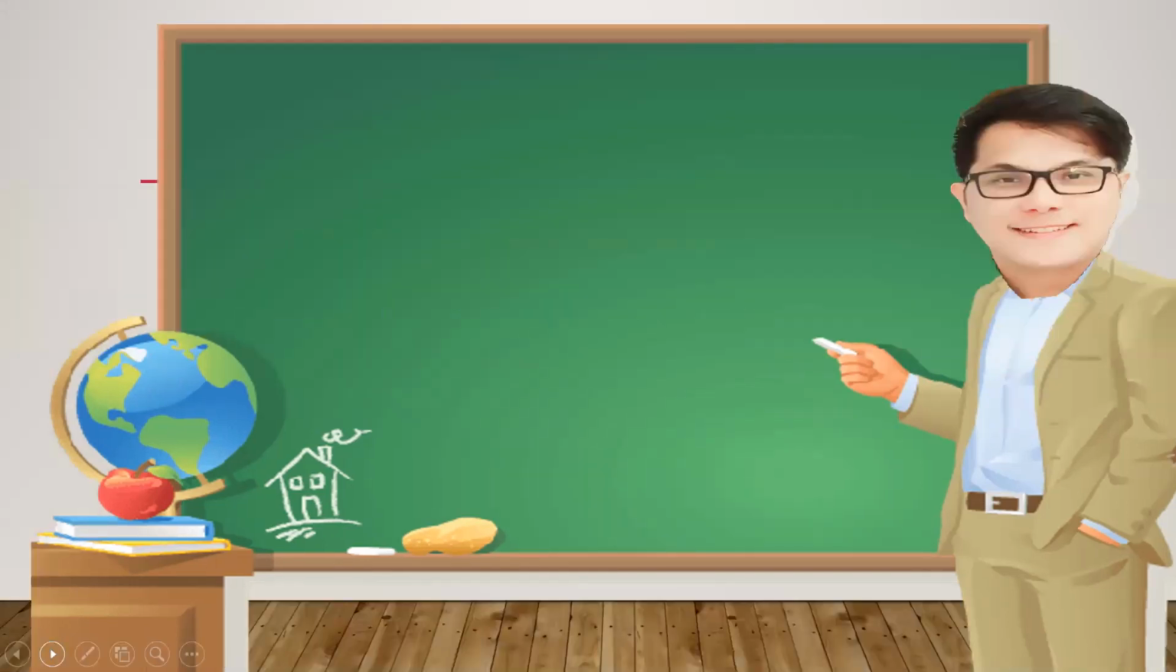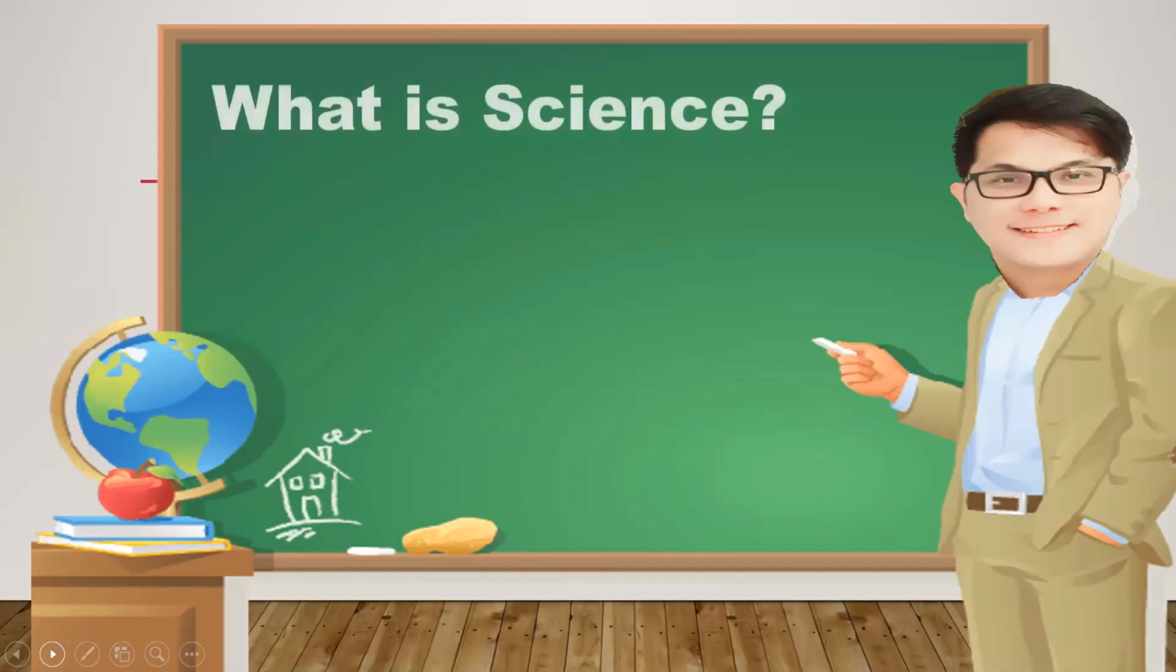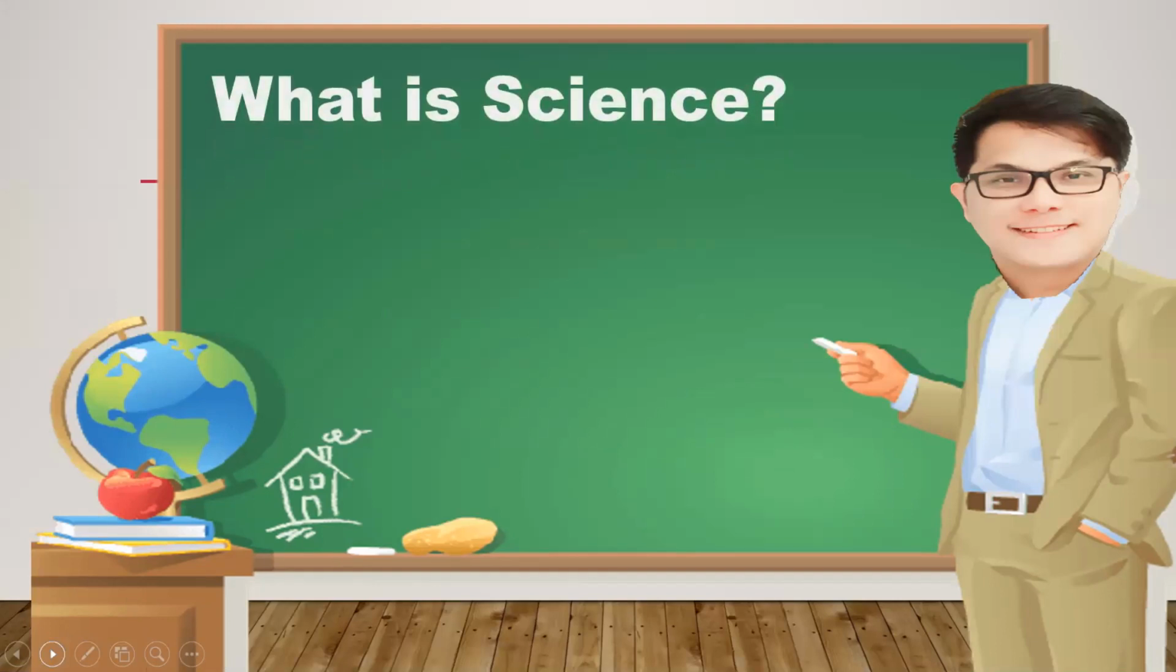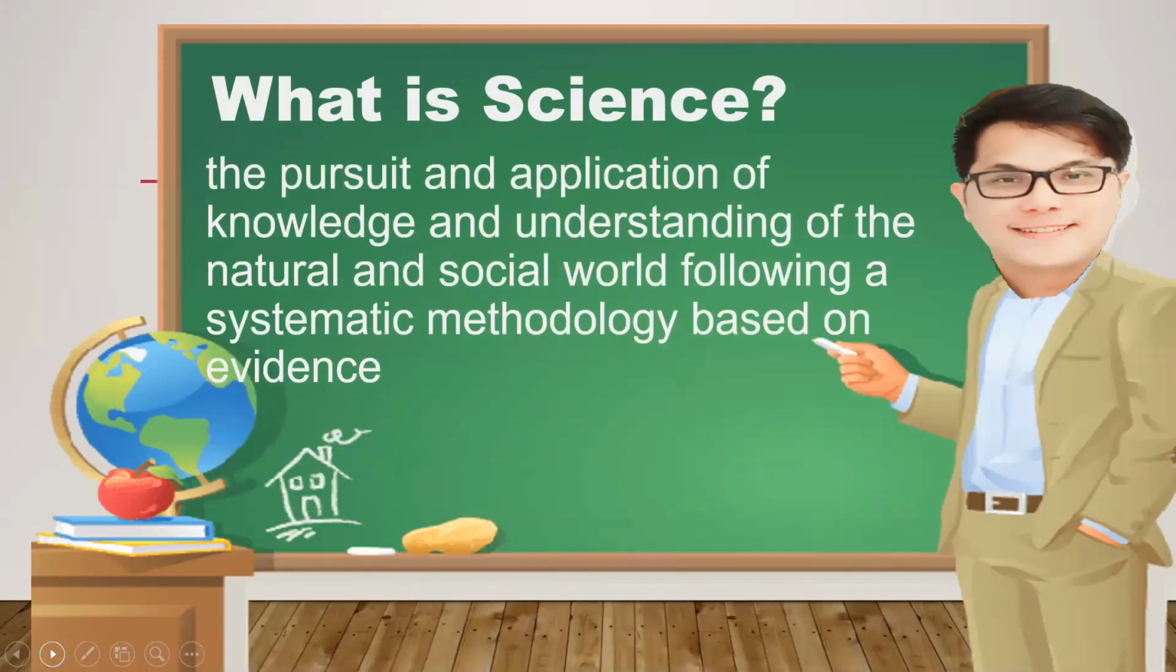Now, let us define what is science. You can read with me. It is the pursuit and application of knowledge and understanding of the natural and social world following a systematic methodology based on evidence. Remember this: systematic methodology based on evidence.